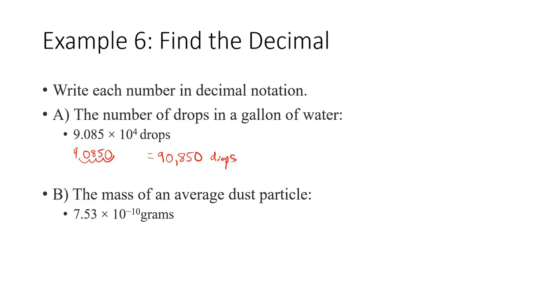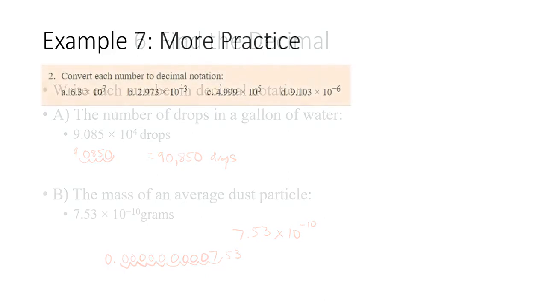The mass of an average dust particle, 7.53 times 10 to the minus 10. So 7.53, we're going to move the decimal place to the left now because it's a negative exponent. We're going to move it to the left 10 places. 1, 2, 3, 4, 5, 6, 7, 8, 9, 10. We get 0.000000000753. Let's practice this some more.